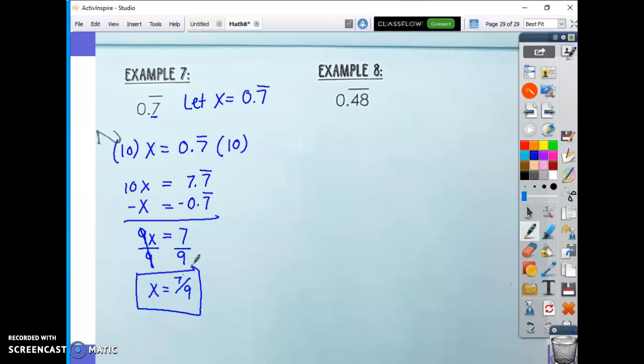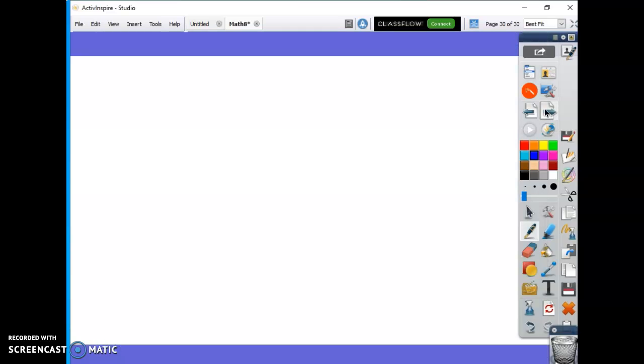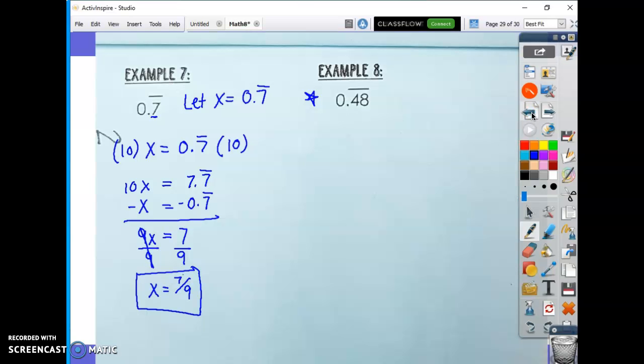Another shortcut way to do it, guys, is this. Let's say we have 0.65 repeating. What you can do, the shortcut, is to take our 6 and 5 and put it over that many 9s. So we have 2 digits behind the decimal place, so we're going to take 65 and put it over 2 nines. Okay, go ahead and give this example a try.